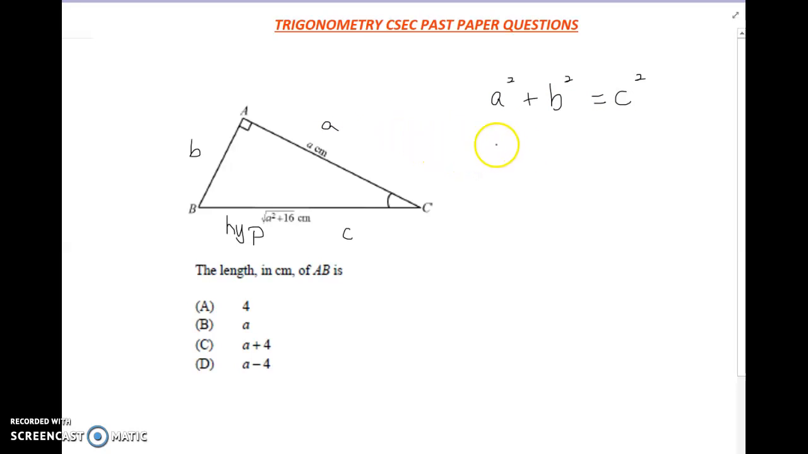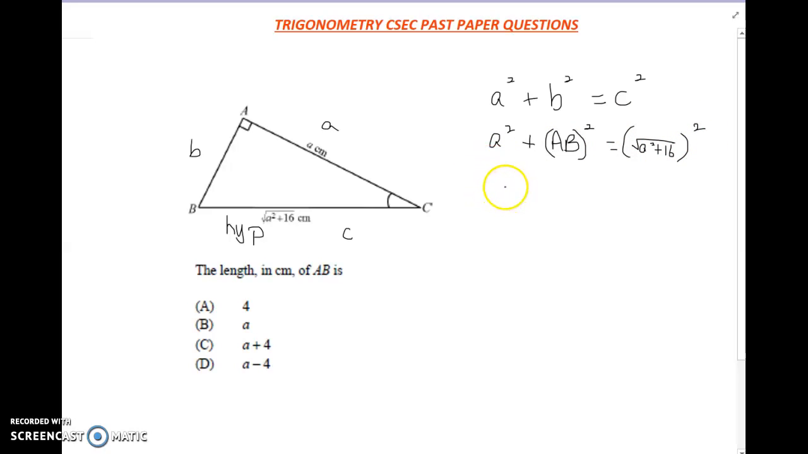So let's just start putting in our values. a remains as a squared, plus, we could replace b with AB, so AB all squared, is equal to c squared, and c squared is the square root of a squared plus 16, all squared.